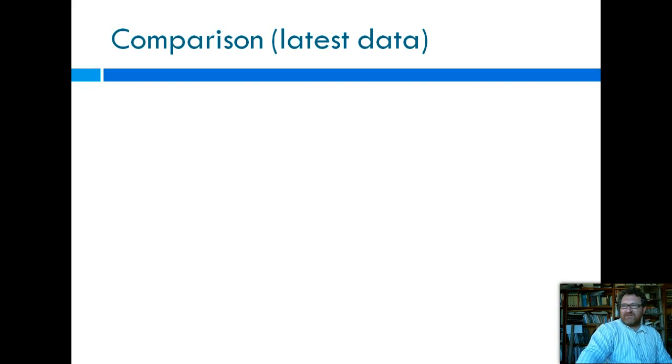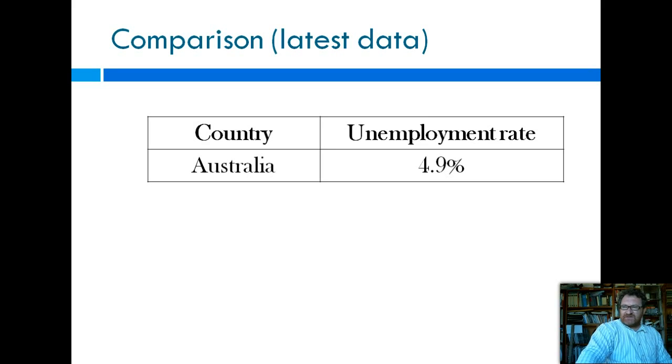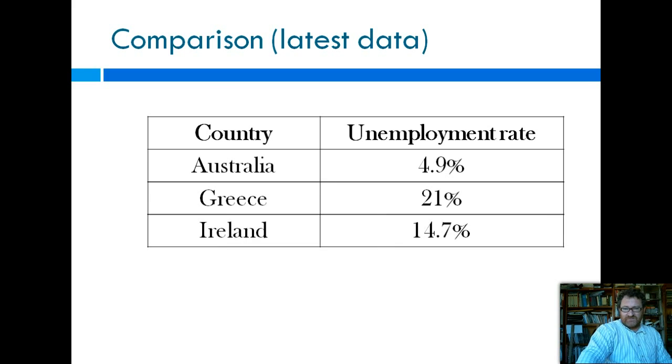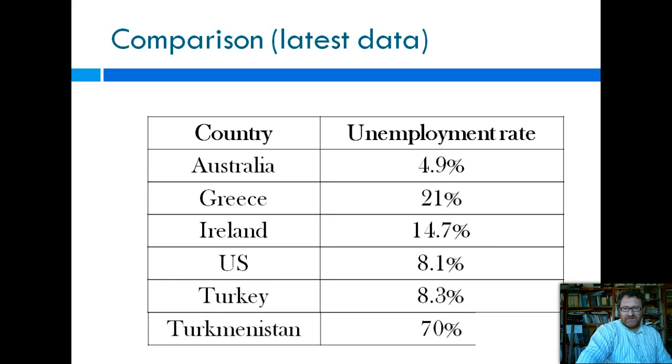In fact, let's make a comparison. So this is 2011. Australia, roughly 4% unemployment. Greece, 2011, its unemployment rate was about 21%. Ireland's was 14.7%. The United States was 8.1%. Turkey's was 8.3%. And Turkmenistan's was 70%. So we are not really, in international terms, entitled to complain bitterly about our unemployment rate, because it would appear, according to our official statistics, to be quite low.